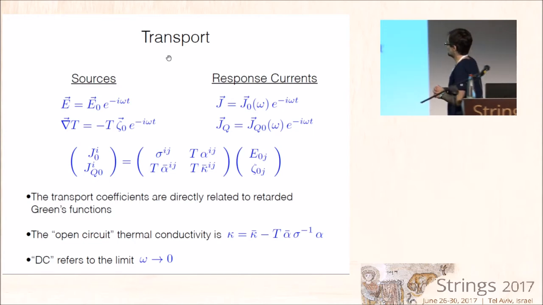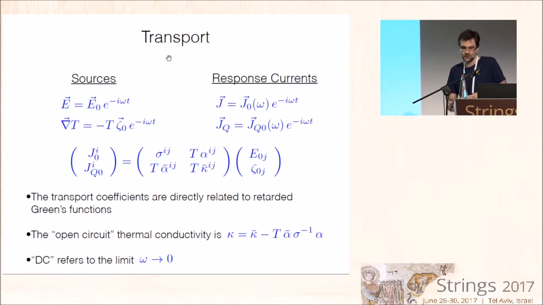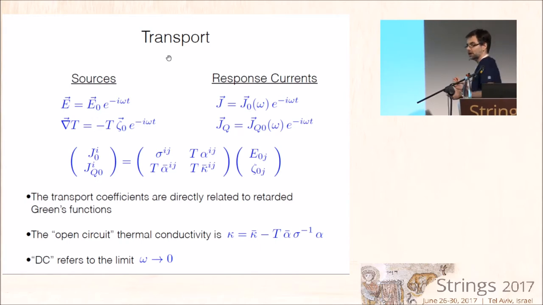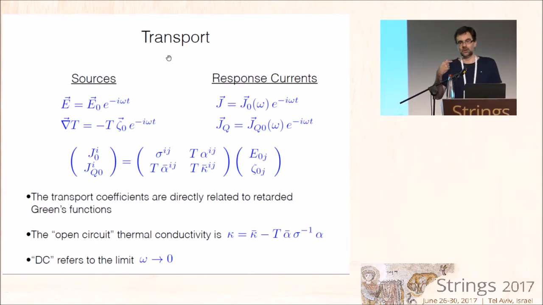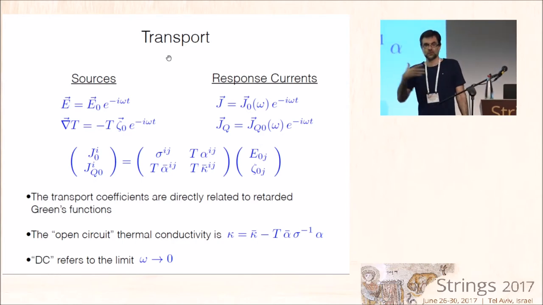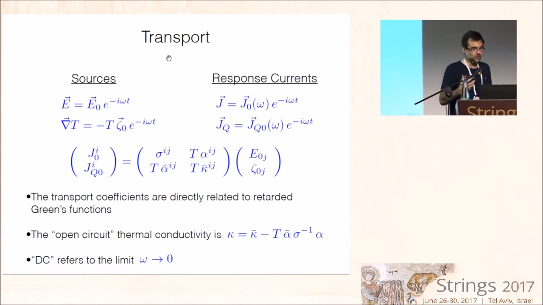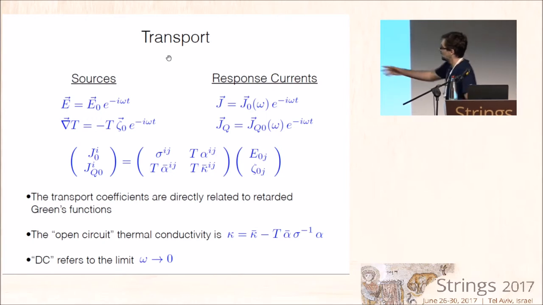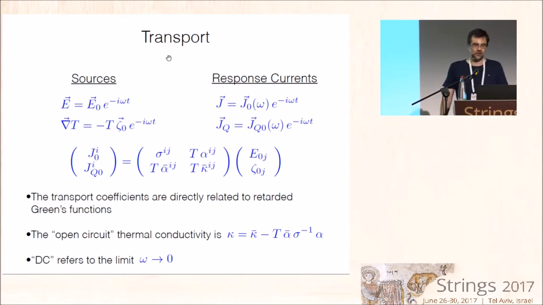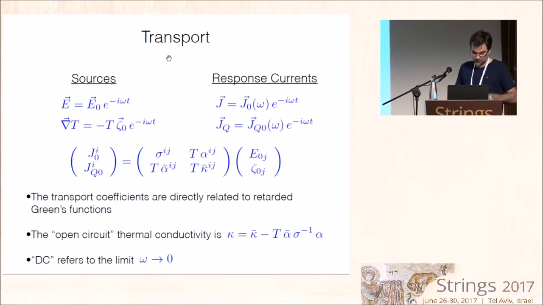A very useful quantity that I want to define is the open circuit thermal conductivity. This is the conductivity that you easily measure in the lab by simply removing the cables. What happens in the bulk of the material is that you have an electric field opposing the external temperature gradient, which keeps the current from flowing. This is going to be a very important quantity for my talk. Also, you will often see DC or DC limit on my slides, and this simply corresponds to the omega goes to zero limit for the sources.